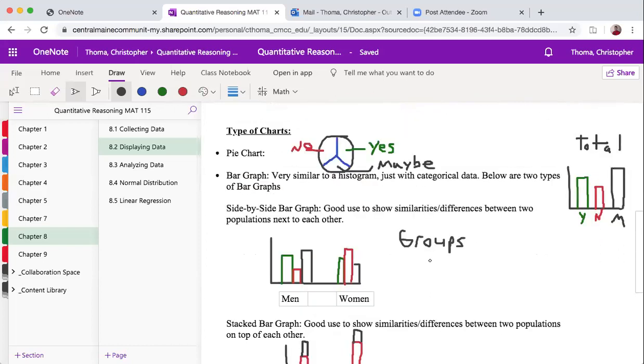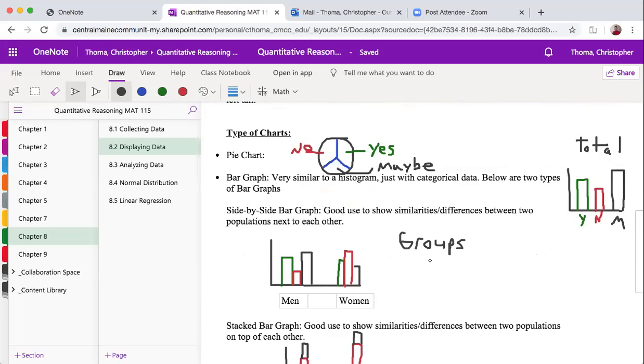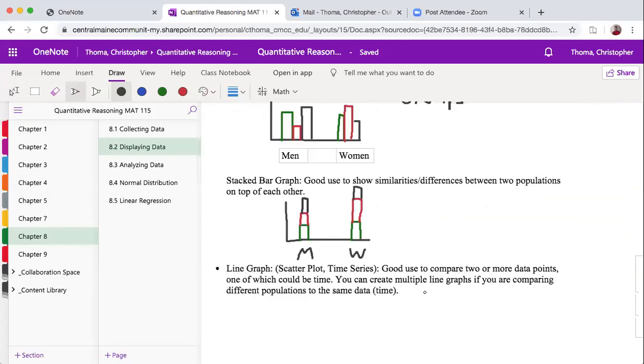And these are all really good for categorical data. Now, can you do numerical data? Yes. Typically, when we do numerical data, we call it a histogram, which we'll get into in a minute. We might get into it a little bit to at least talk the concept, and then we'll build them next class. These types of graphs are very much for categorical data.